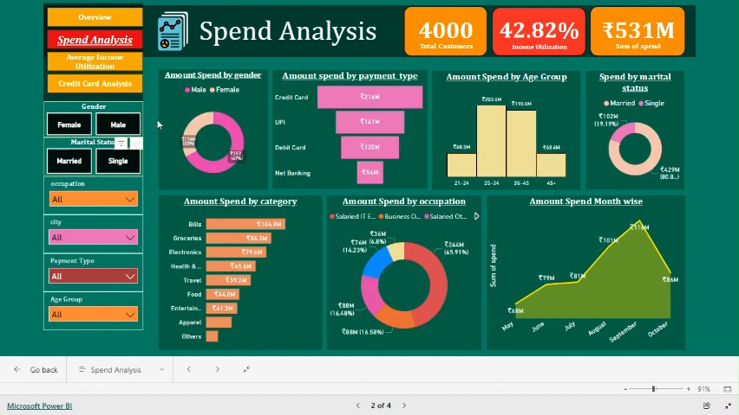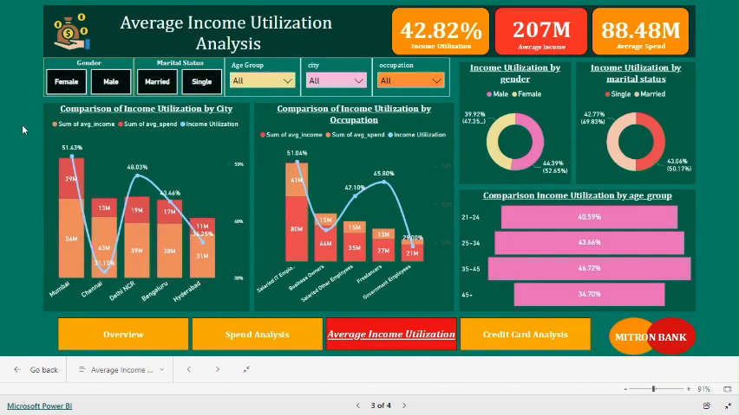Now, we will look into the average income utilization of all the customers. The people who spend a larger chunk of their income can be potential credit card customers because they spend the most amounts. So, here's the comparison of income utilization based on the city. Mumbai not only has the people with the highest income levels, but they are spending the largest chunk of their income, with about 51.43% of their income being spent by people in Mumbai.